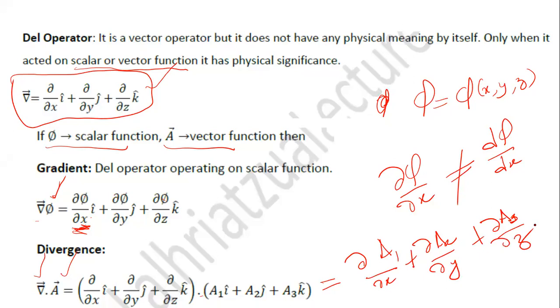So here you see that when you take a dot product between the del operator and the vector a, it results in a scalar quantity. That means, as I said from the beginning of this lecture, this dot operation is a scalar operation, a scalar product. So it results in a scalar quantity.